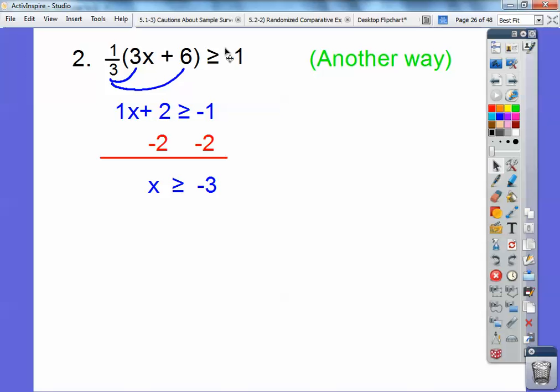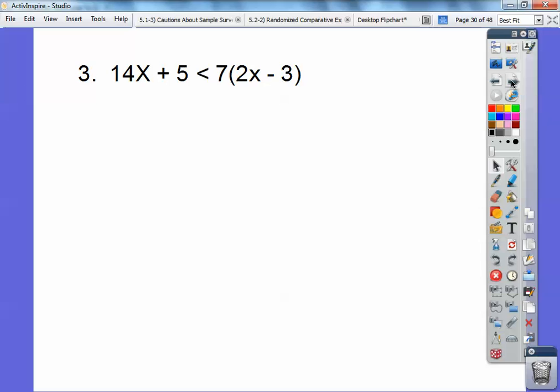See, I think it's faster this method if you can. But if I couldn't take one third of one of these, I'd go ahead and do the first method and multiply out. All right, and then it's going to be a closed circle on negative 3, and it's going that way. Okay, here's number 3.